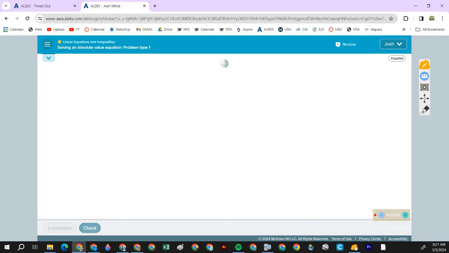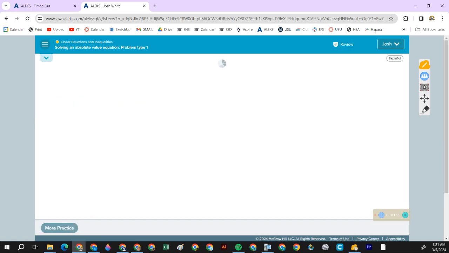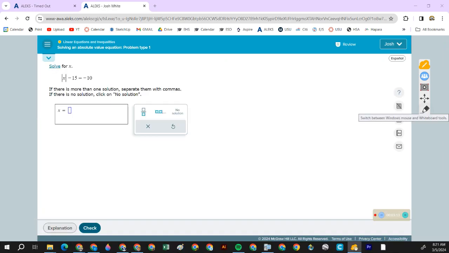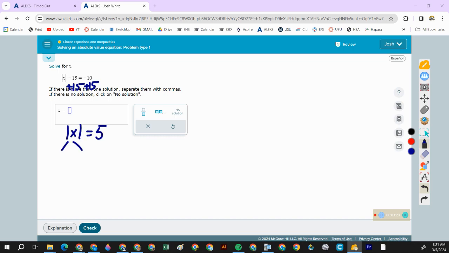Let's do another one. So we have to isolate the absolute value by adding 15. The absolute value of x is equal to 5. Split the x into x equals 5 and x equals -5. So those two numbers are 5 units from 0.